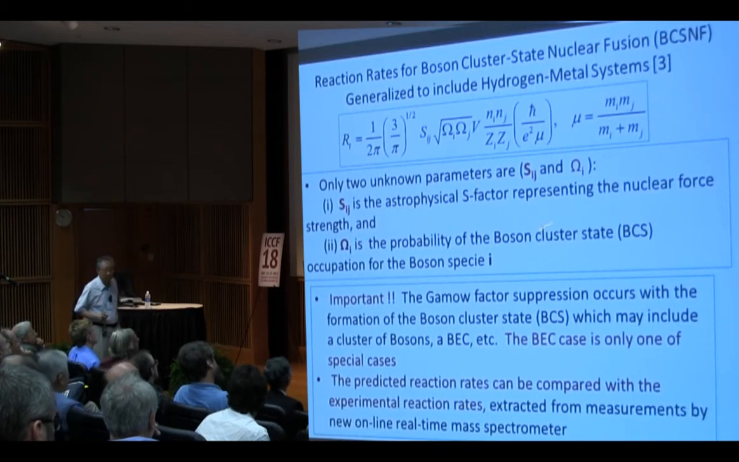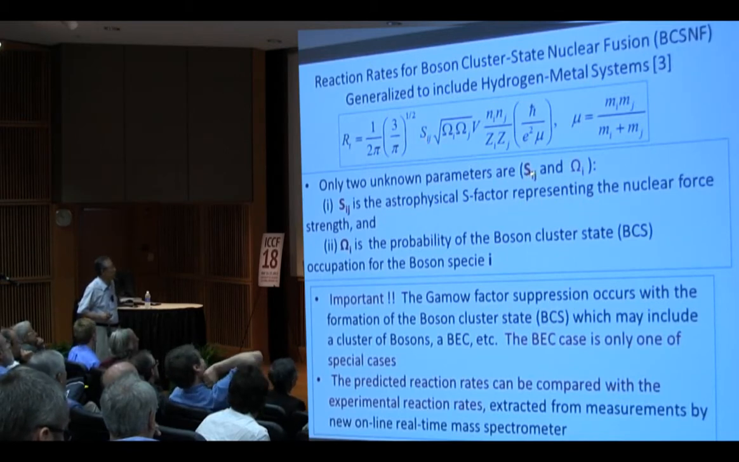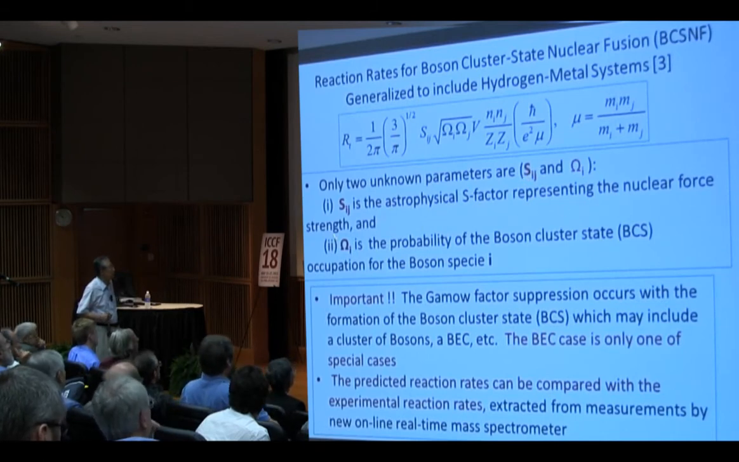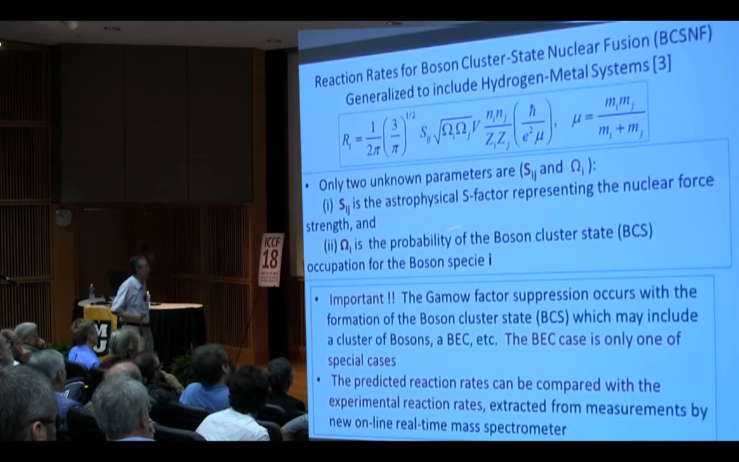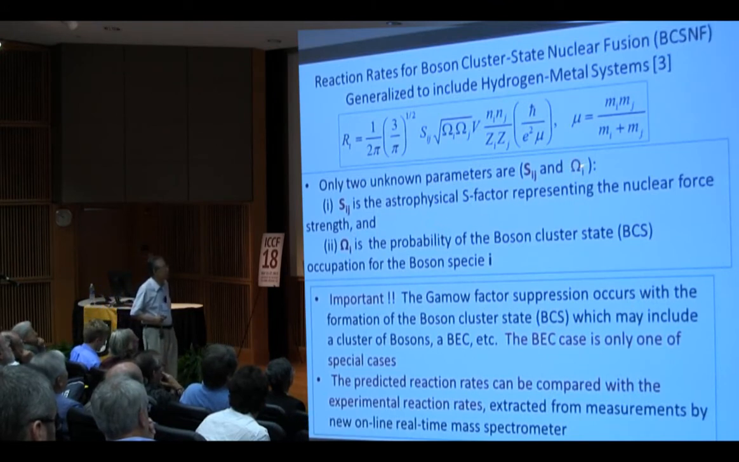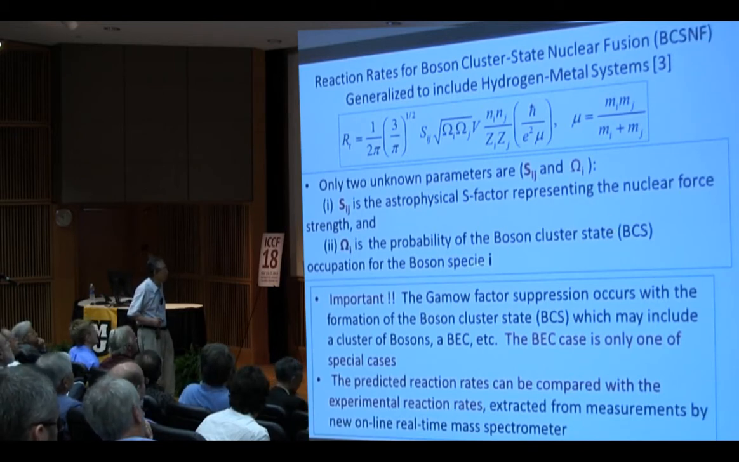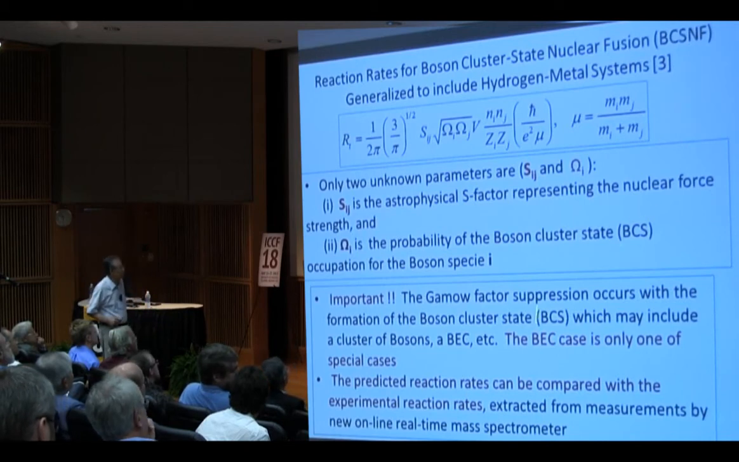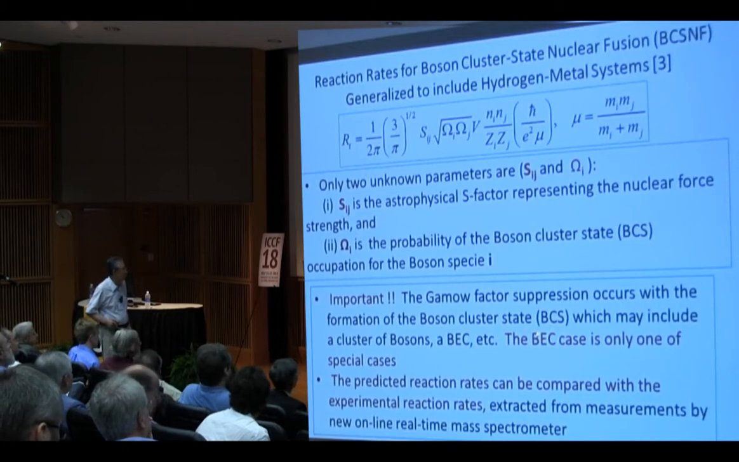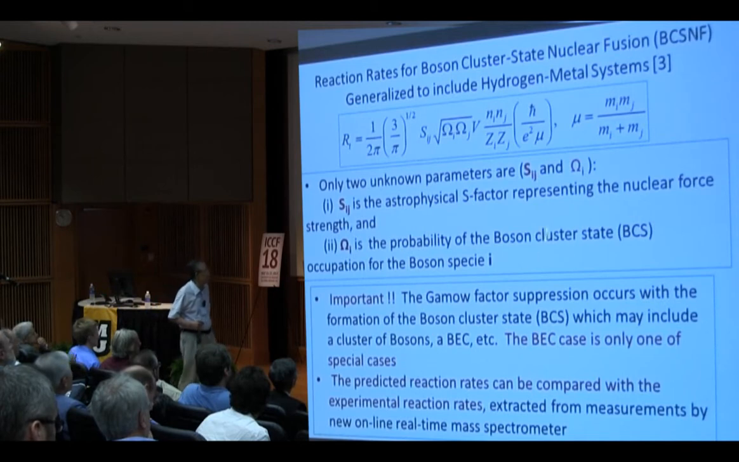This is almost a parameter-free theory. The only thing we don't know about is the different channel aspect that is related to nuclear force strength. And the other thing is whether your experiment is creating enough probability for occupying the boson cluster state. Now, the boson cluster state need not be a Bose-Einstein condensate, but it could be. In general, you don't have to be. If you have a cluster of bosons, that is sufficient to use this formula.